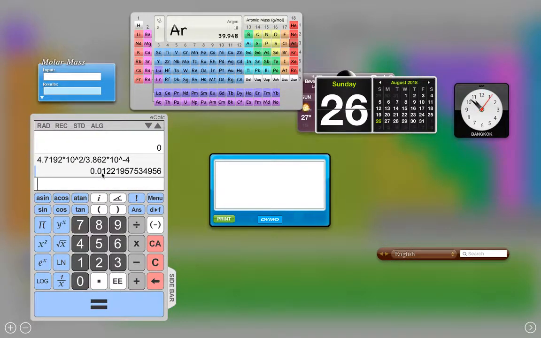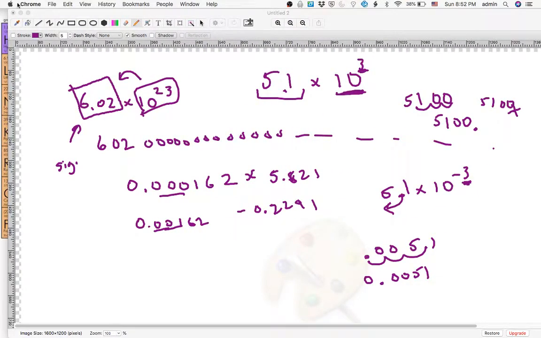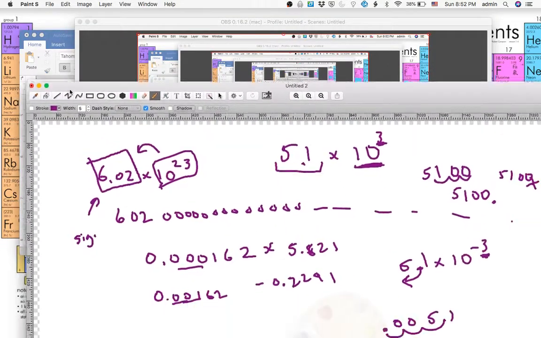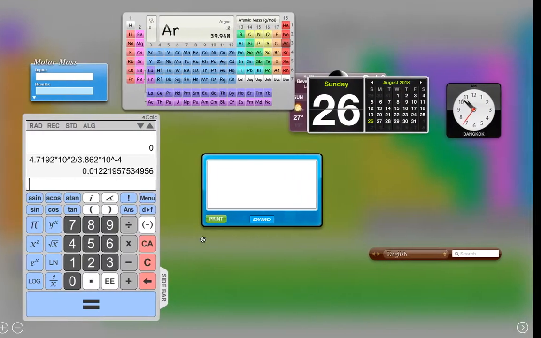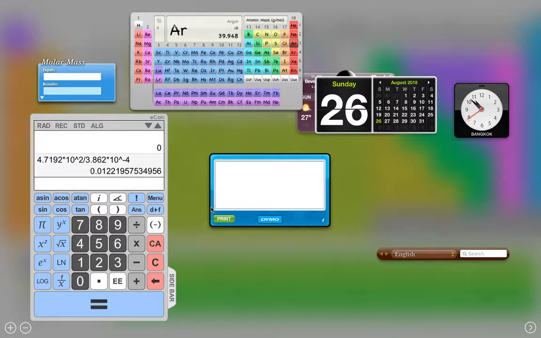Is it the right answer? No, it is not the right answer. Why not? I mean, I used a calculator. I typed exactly what I saw. It's not the right answer because, as seen here, this is the input for the calculator. Let me show you what the calculator thought I said. I guess the best way to do this is to just erase the whole thing. So it was 4.7192 times 10 to the 2.